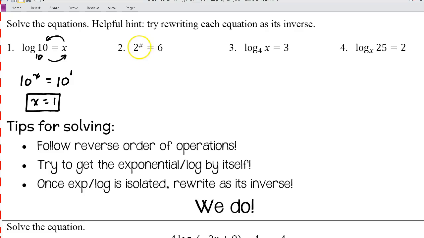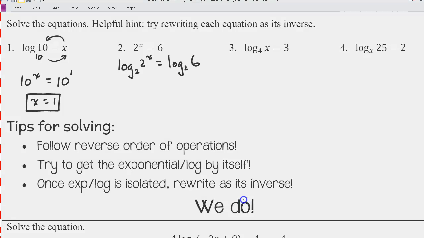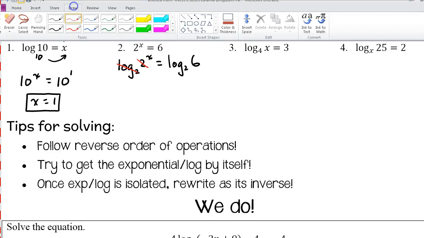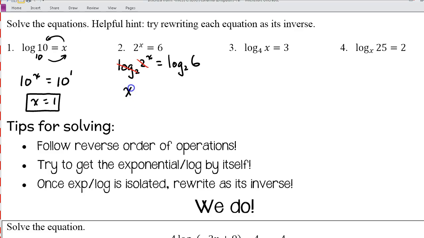Moving on to number 2, we have a variable in the exponent, and I've talked several times about the way you get that variable out of there is to use logs, because the inverse of an exponent is a log. So since my base is 2, I'm going to take the log base 2 of both sides. So log base 2 of 2 to the x, log base 2 of 6. So then my log base 2 and my base of 2 cancel each other out, and I'm just left with x on the left side, which is going to be the log base 2 of 6. And we'll leave our answer just like that. That would be an exact answer instead of a decimal approximation.